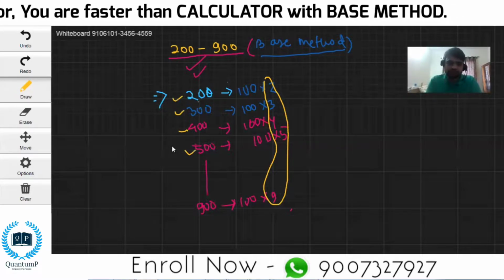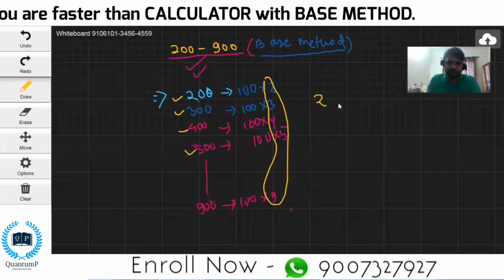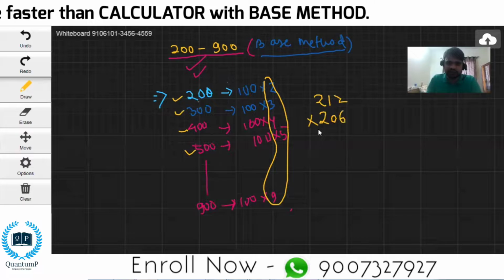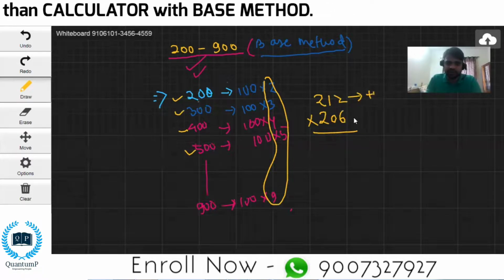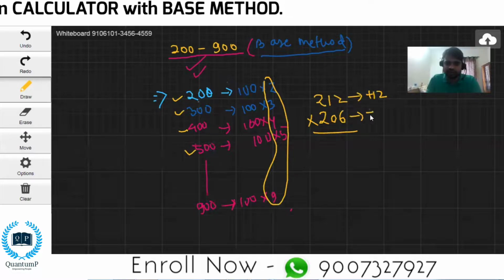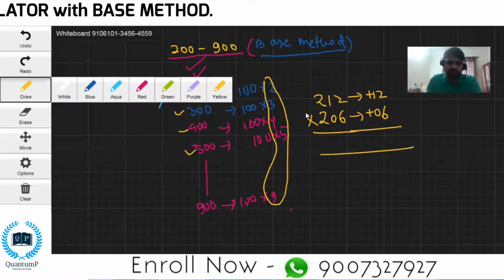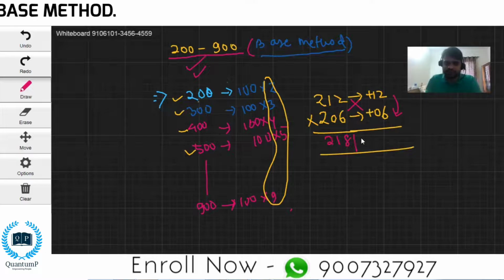Okay, so I'm just showing you one sum. Suppose you're doing 212 and 206. You're multiplying these, so in front of 212 you write 12, and in front of 206 you write plus 06. Then you do the cross as we did earlier. The cross will make 218, and 12 into 6 is 72.